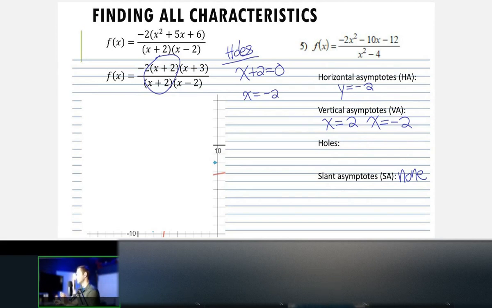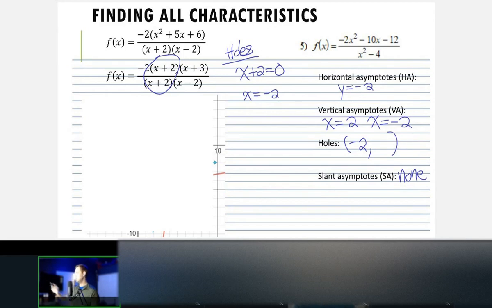Now, holes are coordinates. So in your notes, you want to write, holes are coordinates. So it's not x equals or y equals. It's not an equation. It's a coordinate. And coordinates must be an ordered pair. So the x value is negative 2, right? The x value is negative 2.